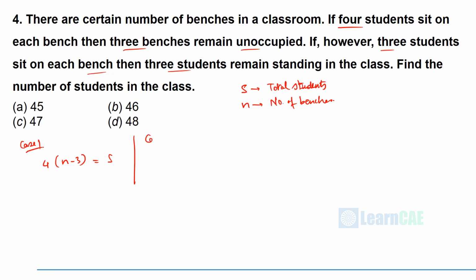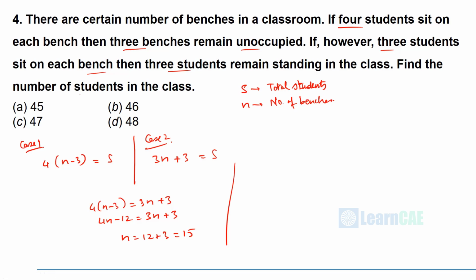Next, in case 2, 3 students sit on each bench, then 3 students remain standing in the class. It means 3 students sit on the total number of benches and 3 students are left out. So 3n plus 3 is equal to the total strength. Now we can equate these two equations. 4 into n minus 3 is equal to 3n plus 3. 4n minus 12 is equal to 3n plus 3. Rearranging, we will get n is equal to 12 plus 3, which is equal to 15.